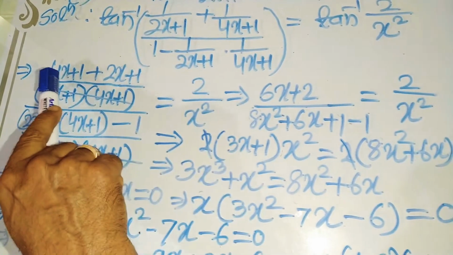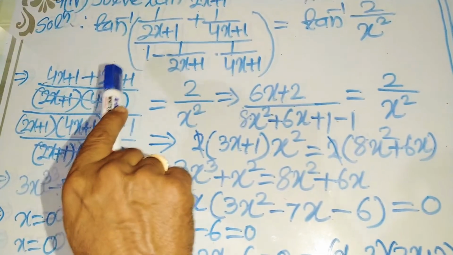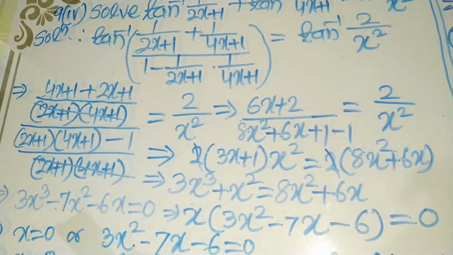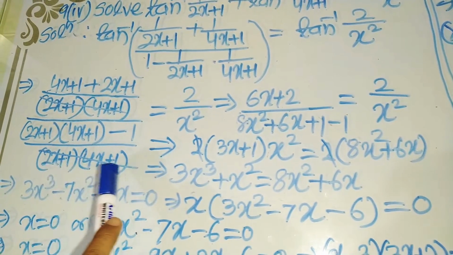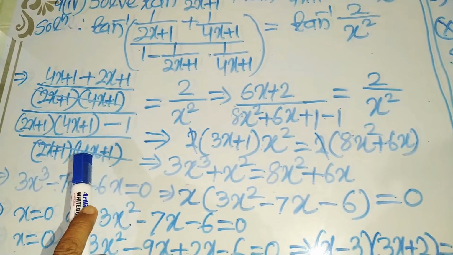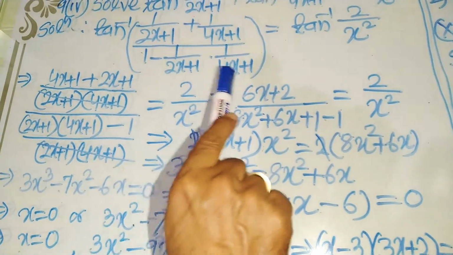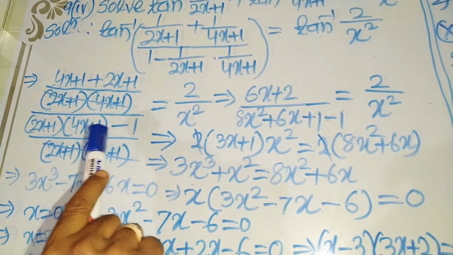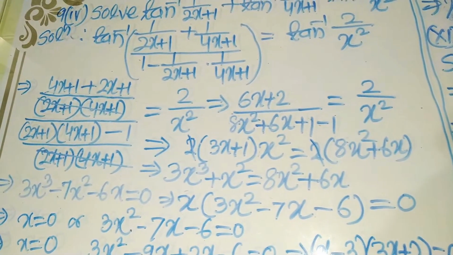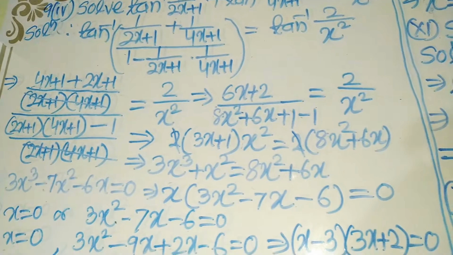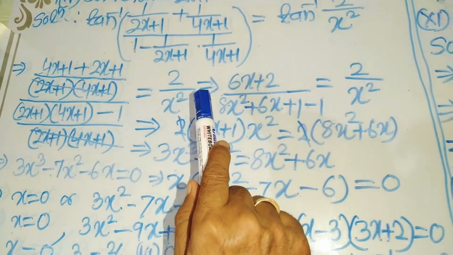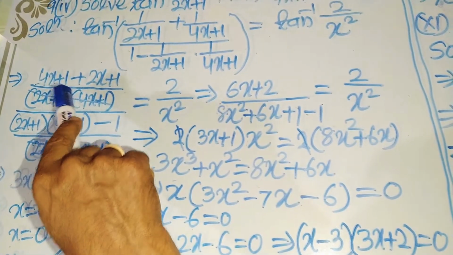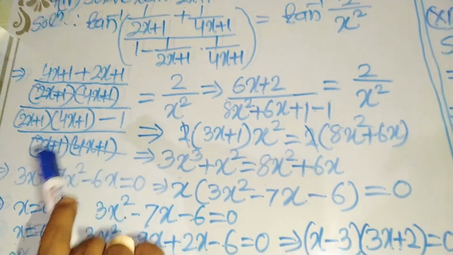So this is equal to 4x plus 1 plus 2x plus 1 in the numerator, and the LCM of the denominator is 2x plus 1 into 4x plus 1. So it is 2x plus 1 into 4x plus 1 minus 1 is equal to 2 by x square. This implies the two LCMs cancel.